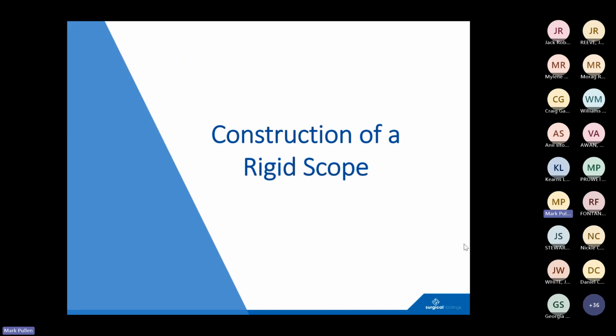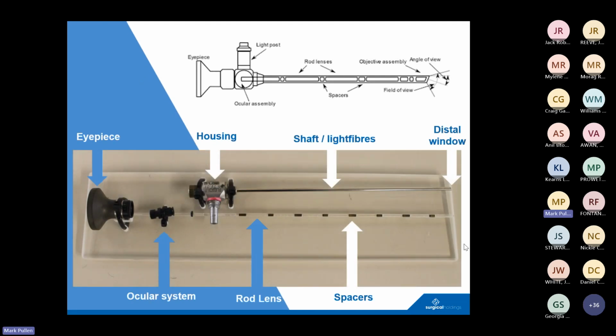So let's start by looking at the internals of a rigid endoscope. So here you can see this is an exploded view of a scope broken down into its individual parts. Rigid endoscopes are primarily made up of a series of intricate glass rod lenses. Each rod lens is separated by a spacer. You can see these spacers here. So you've got the rod lenses here, spacers in between. The distance of each spacer is calculated to achieve optimal clarity throughout the entire image.